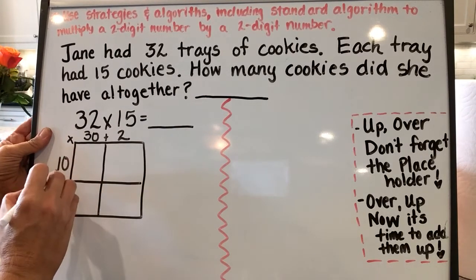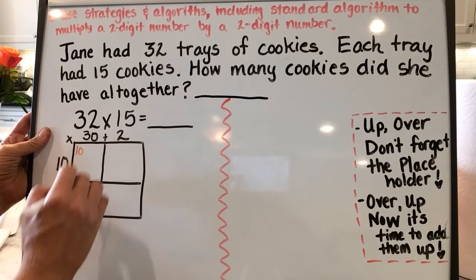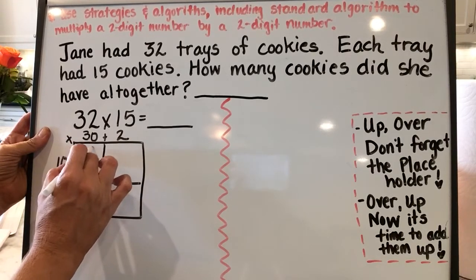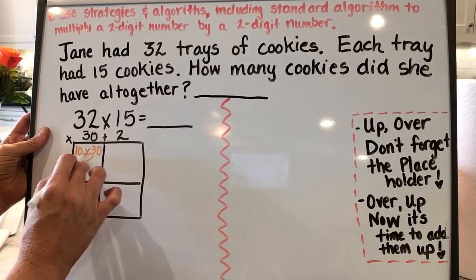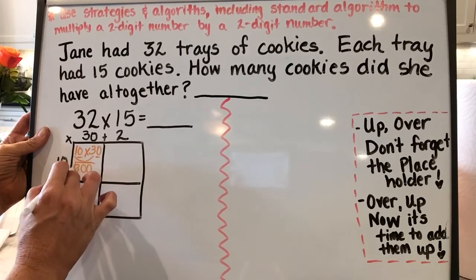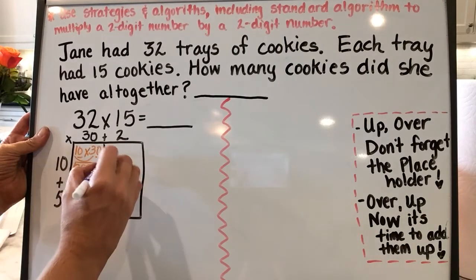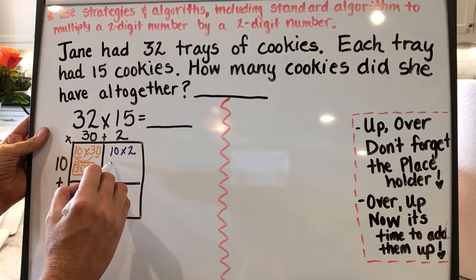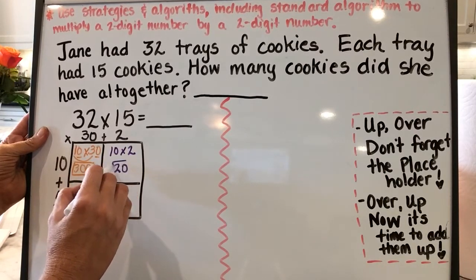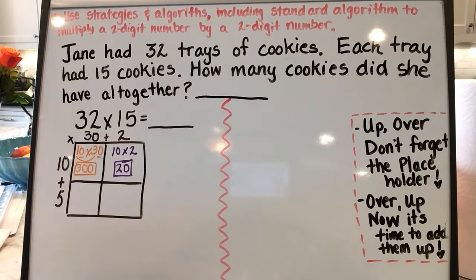So I'm going to take this first box, where my row is 10 and my column is 30. So 10 times 30, I'm going to break it down to 1 times 3 is 3, and I have 2 zeros to pop, so that gives me a partial product of 300. Then I have a row of 10 times a column of 2. So 10 times 2 is 20. And then I have a row of 5 times a column of 30.